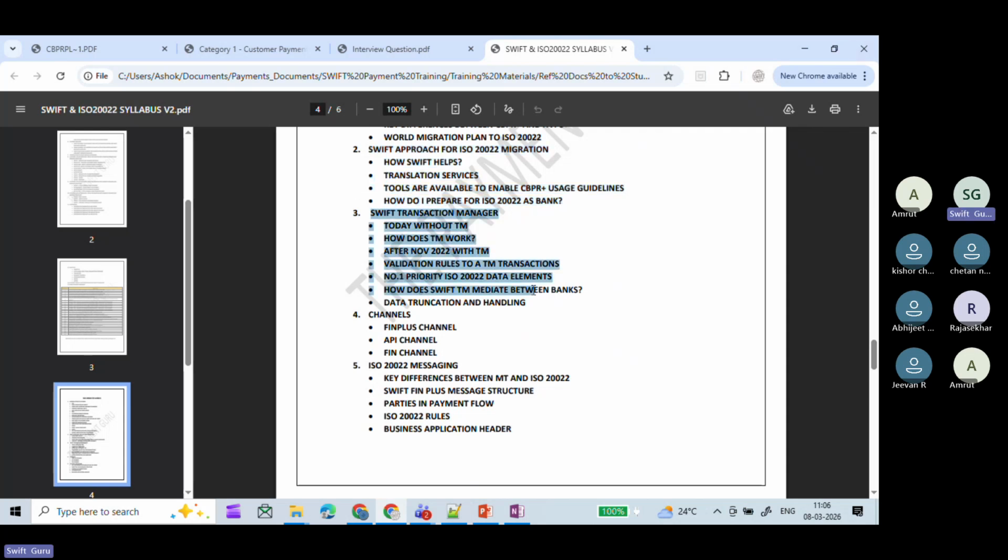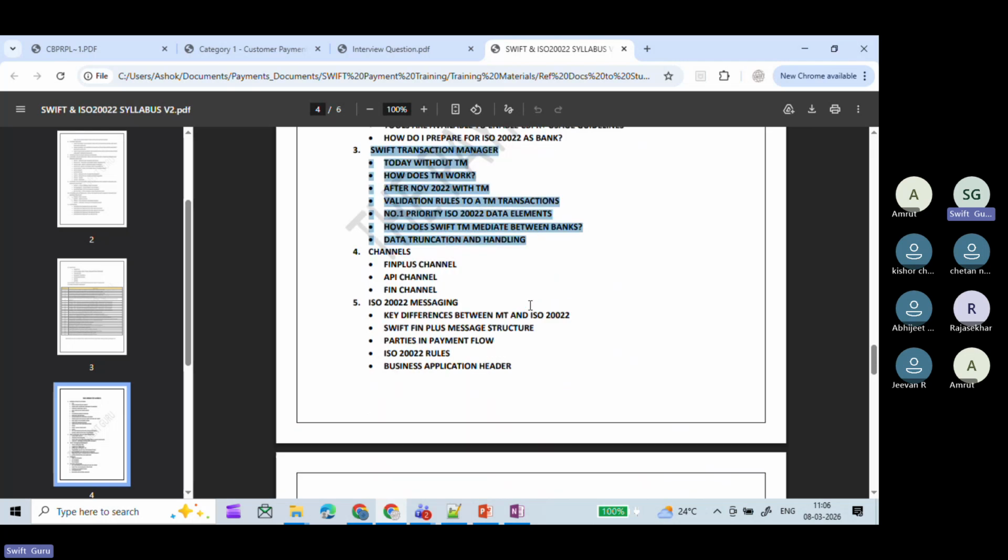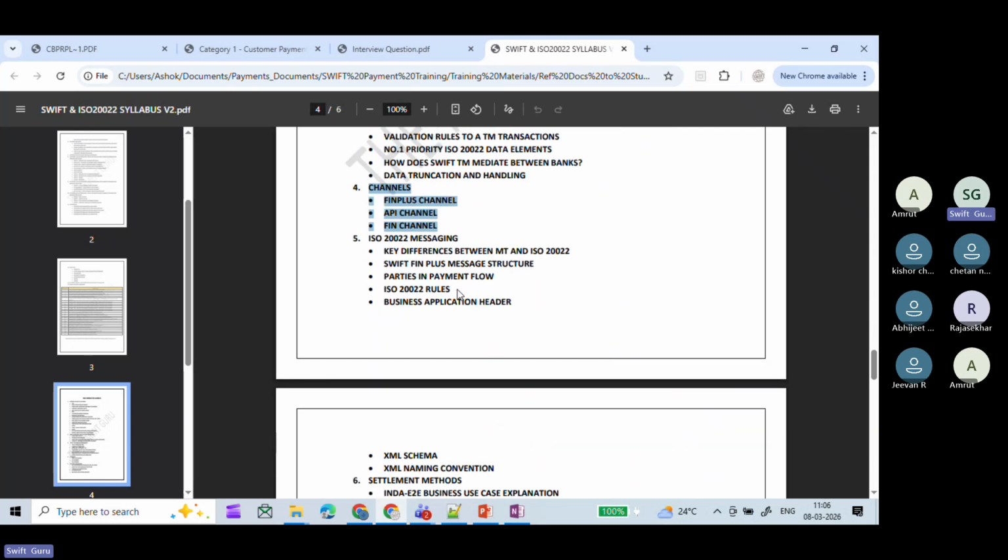Then Swift Transaction Manager, which is used over this ISO 20022. It has a very important role, and we'll discuss those things in detail. It's a cloud-based technology, and there are different ways by which you can integrate with the Swift Transaction Manager. Those channels we'll discuss in detail. That includes the FINplus API and FINplus channel.